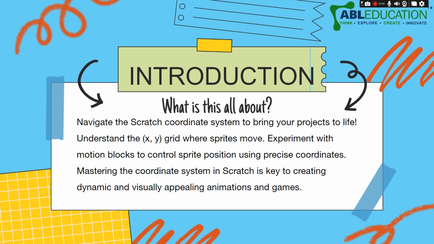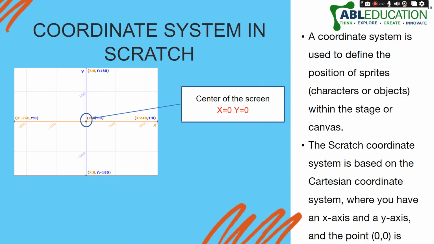Now let us dive deep into an activity and learn more about it. To understand the grid, I want to show you this, and this is the x-axis. The orange line that you're seeing is the x-axis and the blue line that you're seeing is the y-axis. The point where both the lines intersect, or in simple terms where both the lines meet, is called the 0, 0 or the origin. This is where a sprite starts at the beginning of every project.